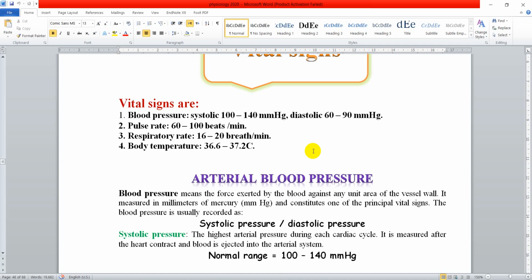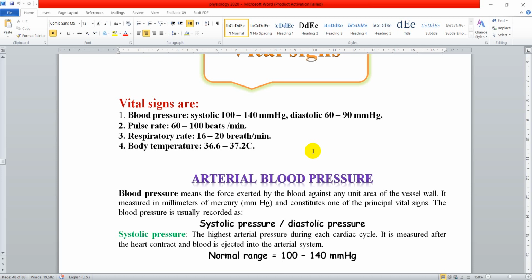Blood pressure means the force exerted by the blood against any unit area of the blood vessel wall. It is measured in millimeter of mercury and constitutes one of the principal vital signs, and is recorded as systolic pressure over diastolic pressure. إذن هو البريشر المسلط على الوالز of arteries, and is recorded by millimeter mercury. Systolic pressure, which is the high degree, diastolic pressure low degree. So from high to low, systole over diastole.